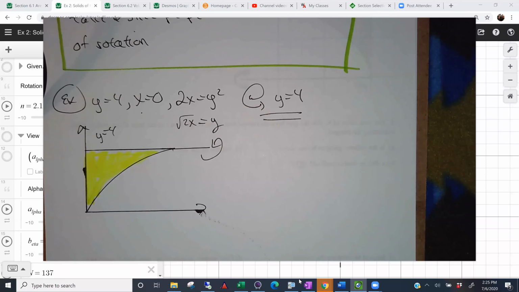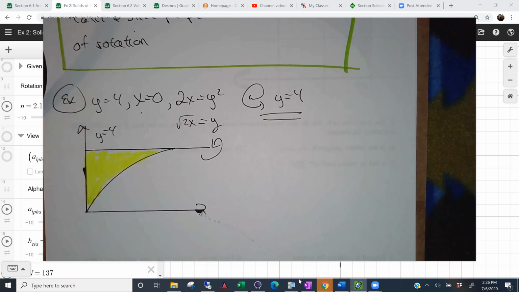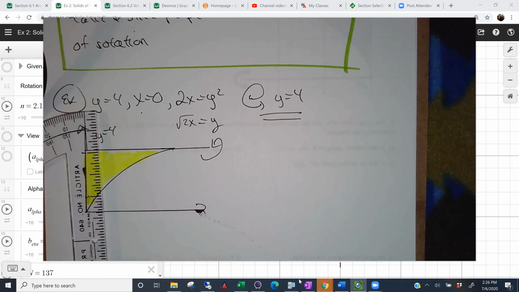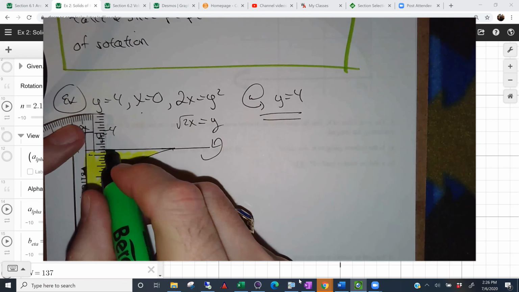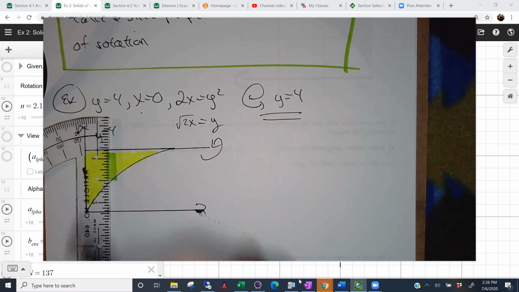Ashley, am I going to take a dx slice or dy slice here? I believe that you would take a dx slice. Good, because I have to take something perpendicular to my axis of rotation. So I have to take a vertical slice, and that's going to be dx slice. So good job. Thank you. All right, so dx slice here.